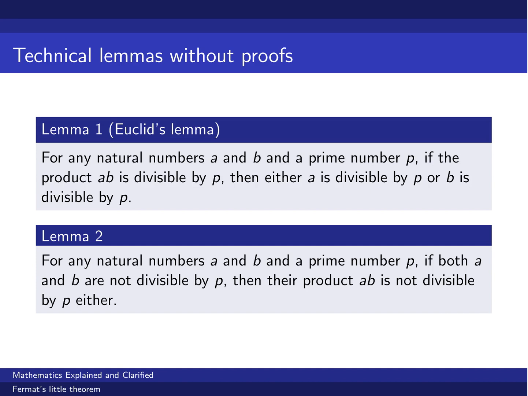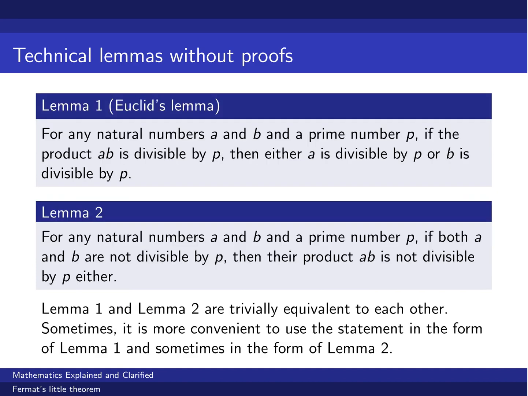Then we have lemma 2, which is basically the same lemma, just in a different form. It says that if both a and b are not divisible by p, then their product ab is not divisible by p either. So lemmas 1 and 2 are trivially equivalent to each other, and we give both of them because sometimes it's more convenient to use the statement in the form of lemma 1 and sometimes in the form of lemma 2.